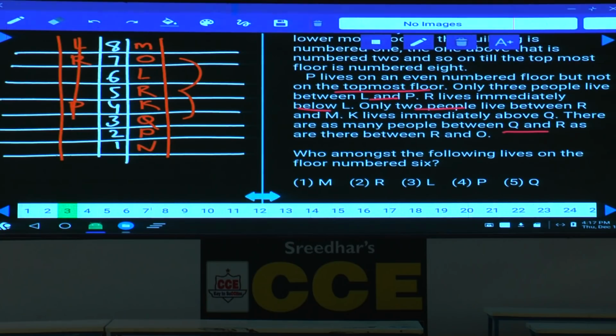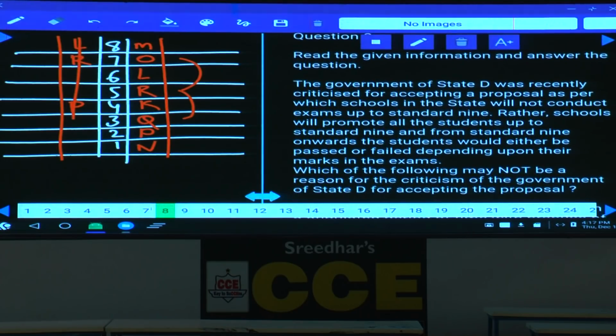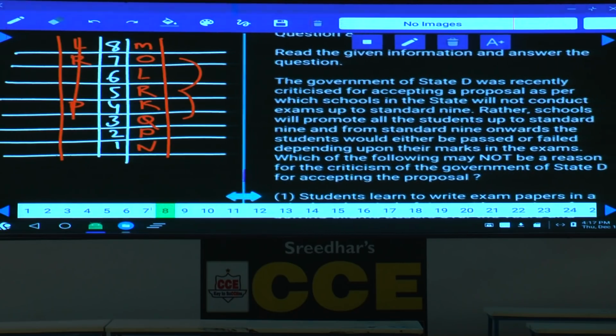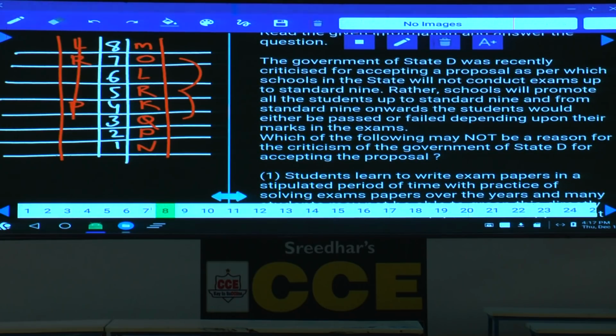Question numbers 3 to 7. Then question number 8. Now in this question number 8, the government of state D was recently criticized for accepting a proposal as per which schools in the state will not conduct examinations up to standard 9th standard. The government has taken a decision for that. Now the government is being criticized for accepting a proposal. The government has accepted a proposal.